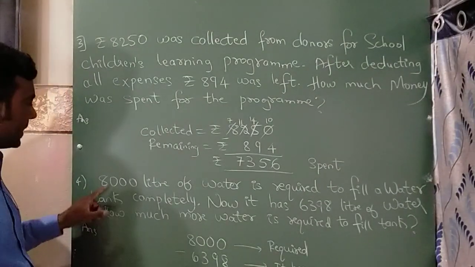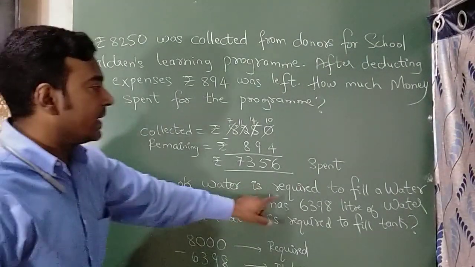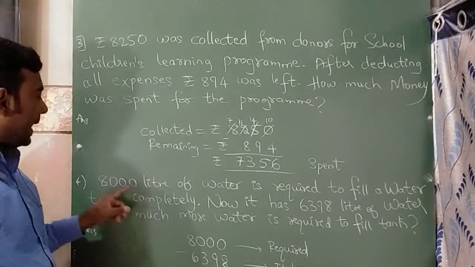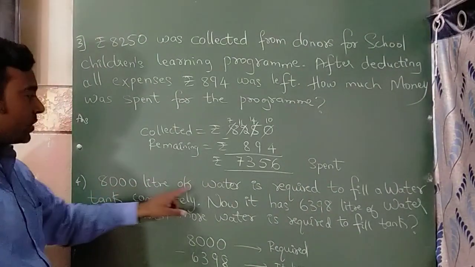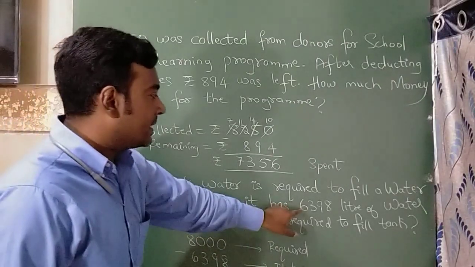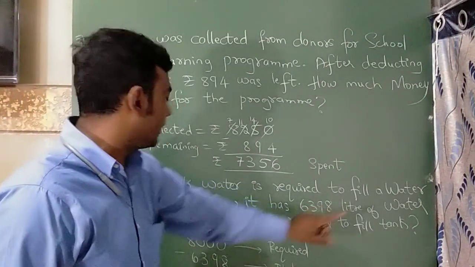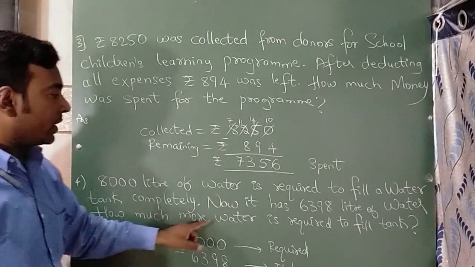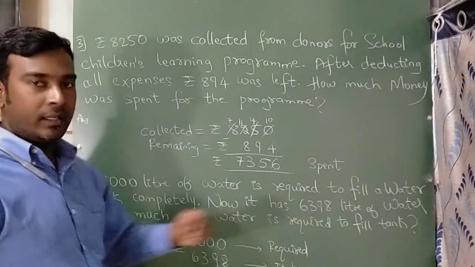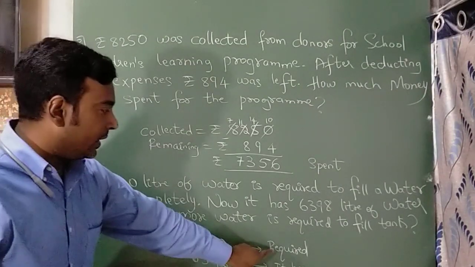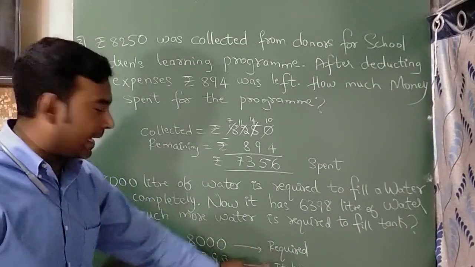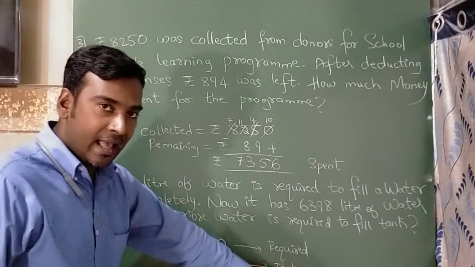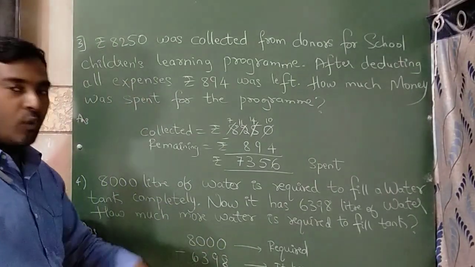The fourth question is, 8000 liters of water is required to fill the water tank completely. This is a tank, so it requires 8000 liters of water. Now it has 6398 liters of water. Already it has now. So how much water more is required to fill the tank? So 8000 liters minus 6398 it has already. Now how much more water is required?